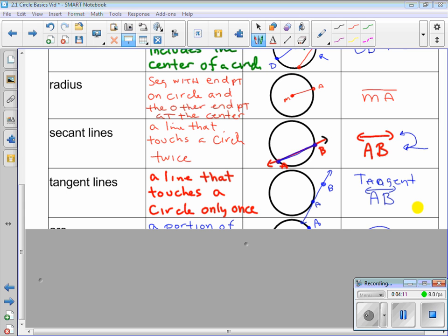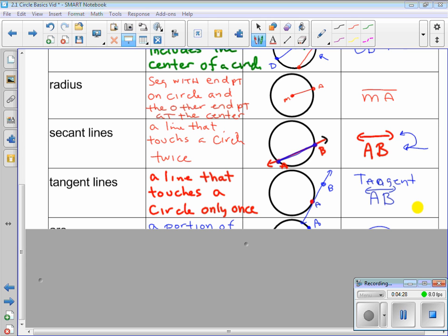All right, here we are with the next one, tangent lines. Tangent lines are lines that touch a circle only once. And so in this particular drawing, you can see that it touches right here at A. We call that a point of tangency. It makes sense to call it that.